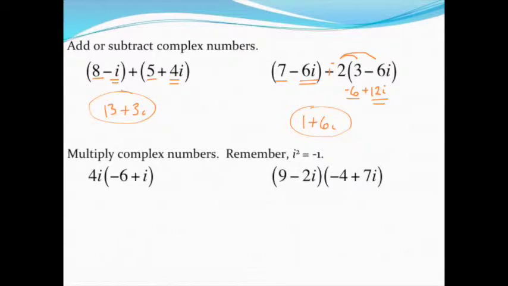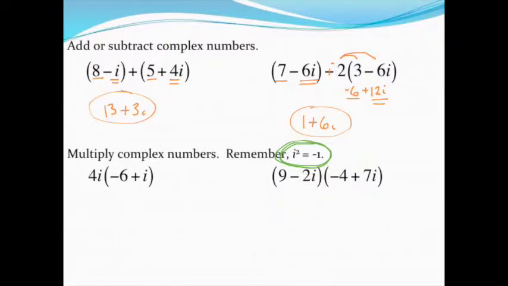Multiplying with complex numbers is almost as simple. We, again, just treat the i as a variable. The one big difference is we want to remember that i squared is equal to negative 1. So we never leave powers of i on our paper. If you ever have i squared, a pair of i's, we take the pair of i's out and replace them with a negative 1. That's the only real difference when multiplying.